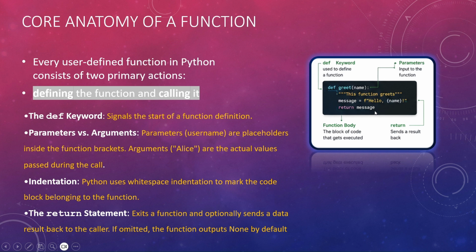Once we go deeper into it, we will see how to specify what type of data a function returns and all those things. Right now we'll just see the basic structure of a function. Here we have defined the core anatomy of the function: the def keyword, the parameters, the name, the function body, and return. These are the most important parts of the function. Here we have the definition of the function.